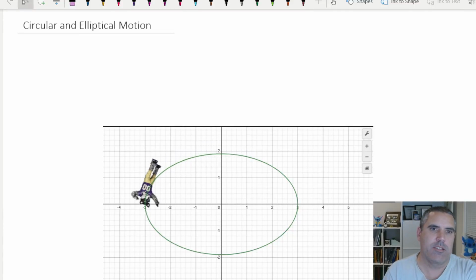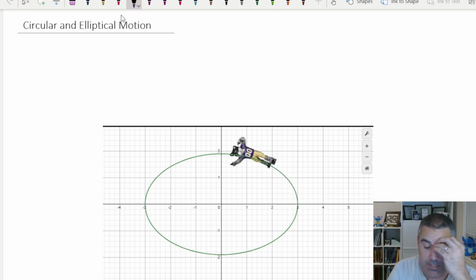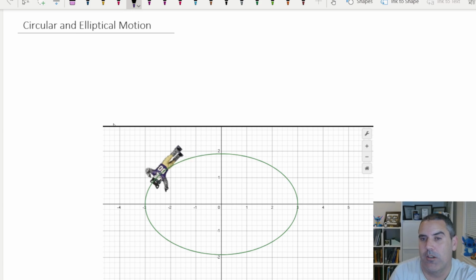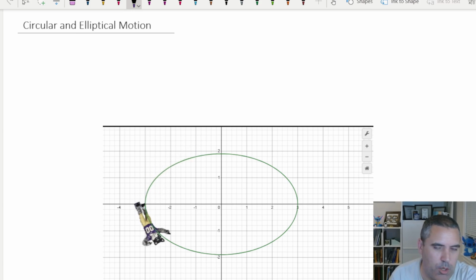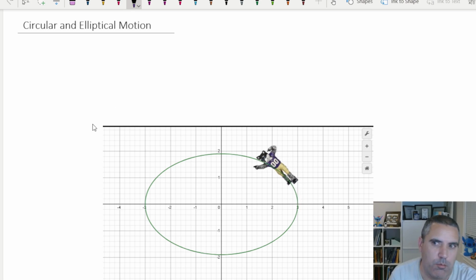Hello there, math fans. This is partially a review for my course, but partially just an interesting discussion about circular and elliptical motion. Here you can see Harry the Husky going around my ellipse here. That's part of a visual I gave a while back when I was talking about the integral for finding the arc length of an ellipse.